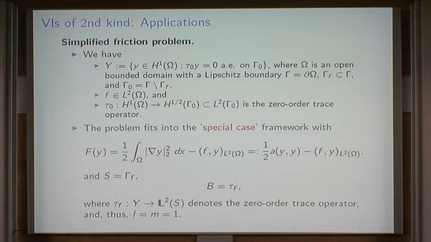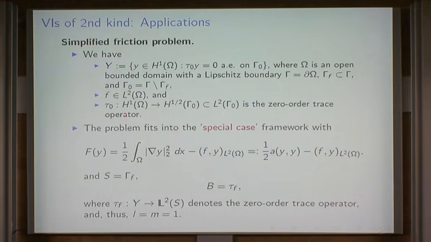Example number 1, which you can find for instance in Glowinski's book, is what we call simplified friction. It's this particular setup where you have the space Y, which is all elements in H1 which have a zero order trace on one part of the boundary gamma, which is gamma naught here. You have another part of the boundary, gamma sub f, which is supposed to be the friction boundary. You have a force F in L2, and tau naught, as I said, is the zero order trace operator from H1 to H1 half.